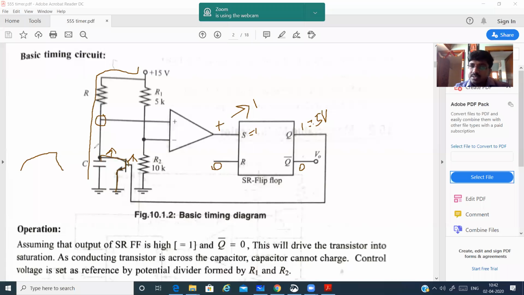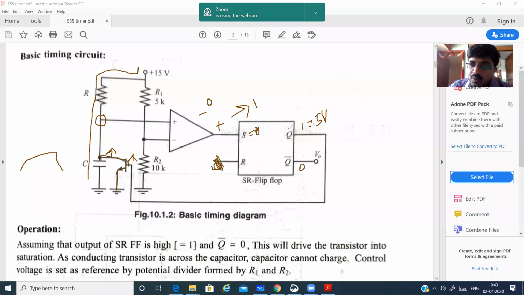Now in the next case, when this capacitor goes to zero, this voltage will be at lower potential. Automatically, this voltage will be at higher potential. When this voltage is at higher potential, minus will be greater than plus. When minus is greater than plus, the output will be minus. Output is minus, which indicates the output is 0. So output is 0 means the set becomes 0. When set becomes 0, we make the reset as 1.